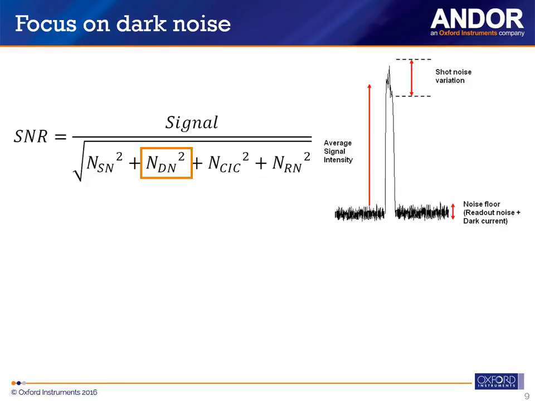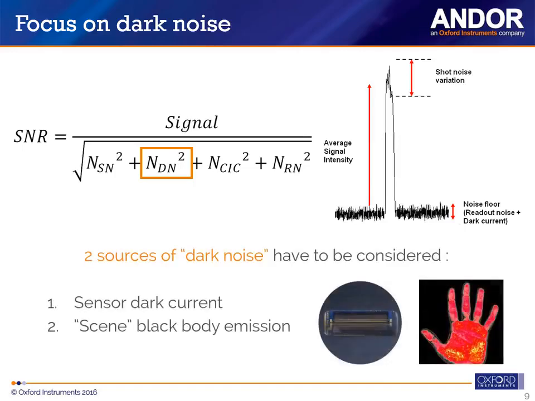So when you calculate a signal to noise ratio, you have these typical equations of your signal over your noise floor. And the noise floor is composed of the shot noise, SN, dark noise, DN, CIC noise, and RN for readout noise. For InGaAs technology, we will focus specifically on this dark noise. And the dark noise has two sources when you're getting into the infrared region of the spectrum. The first one is the actual sensor dark noise, which is common to CCDs and InGaAs as well. The second one is linked to the temperature of the scene, the black body emission from the surrounding of the sensor.